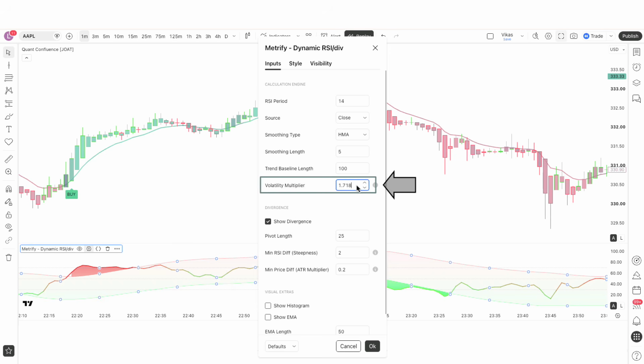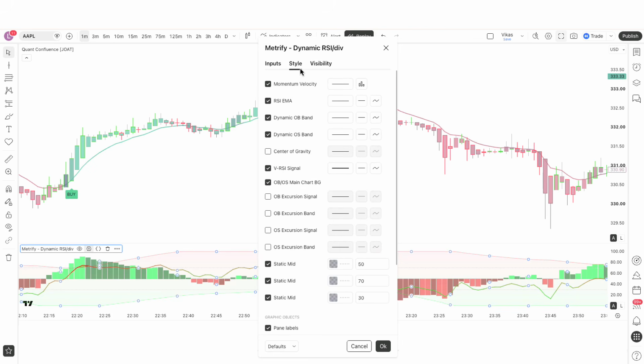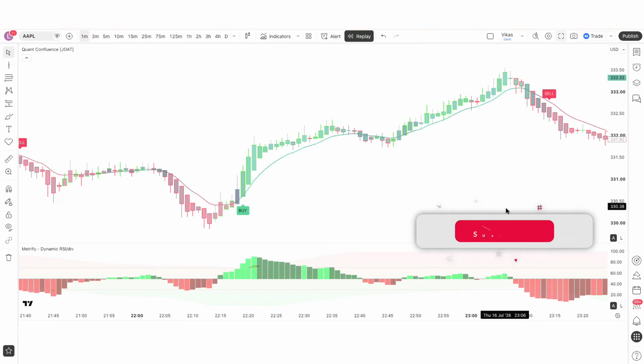We change the volatility multiplier from 1.618 to 2.818. We have to keep these options clicked in. If there are any options you wish to hide, do so to keep the chart clean and easy to read. Finally, click OK. Our complete trading setup is now ready.